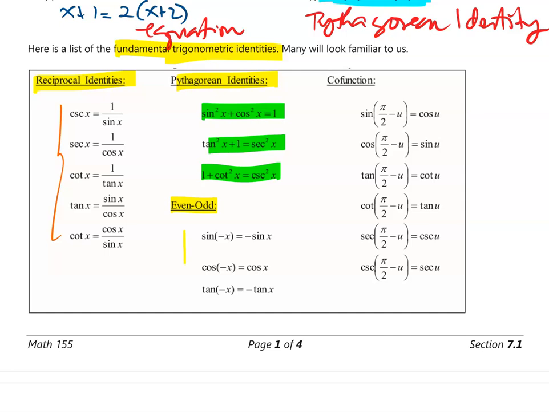So you all learned this last time. And also we have our cofunction identities, whereas sine of pi over 2 minus u is cosine of u, and the cofunction of cosine is sine u, and cotangent of pi over 2 minus u is tangent u. Same thing with the secant and the cosecant. Okay, make sure that you are familiar with all these identities and cofunctions.